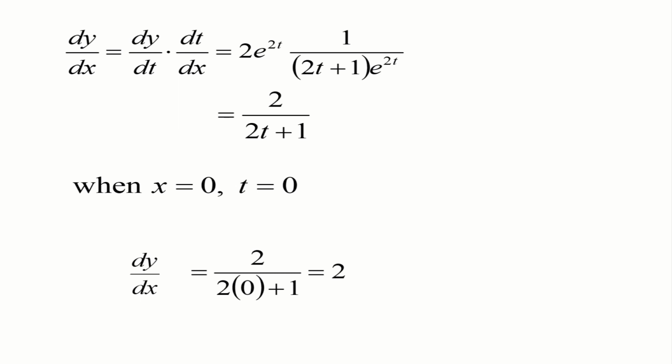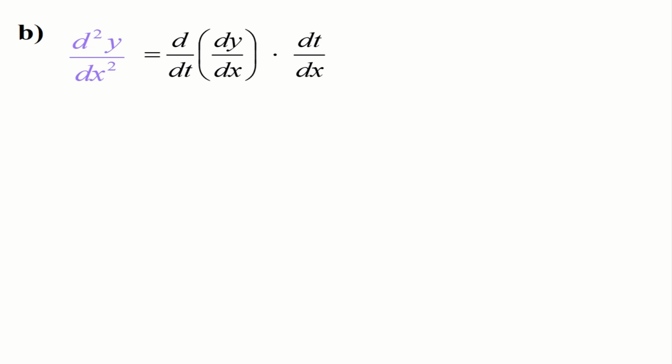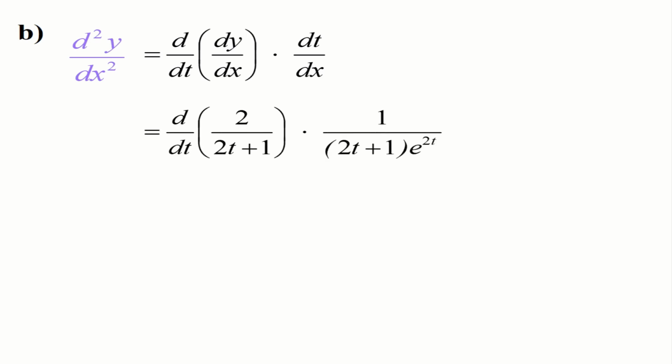Then for question B, we want to find the value of the second derivative of y at (0, 1). So we need to differentiate dy/dx with respect to t, multiplied by dt/dx. So we differentiate dy/dx with respect to t, which is 2 over (2t plus 1), multiplied by dt/dx, which is 1 over (2t plus 1) multiplied by e power 2t. To differentiate 2 over (2t plus 1), we can apply the power rule: 2 multiplied by (2t plus 1) power negative 1 becomes negative 2 times (2t plus 1) power negative 2, multiplied by 2.